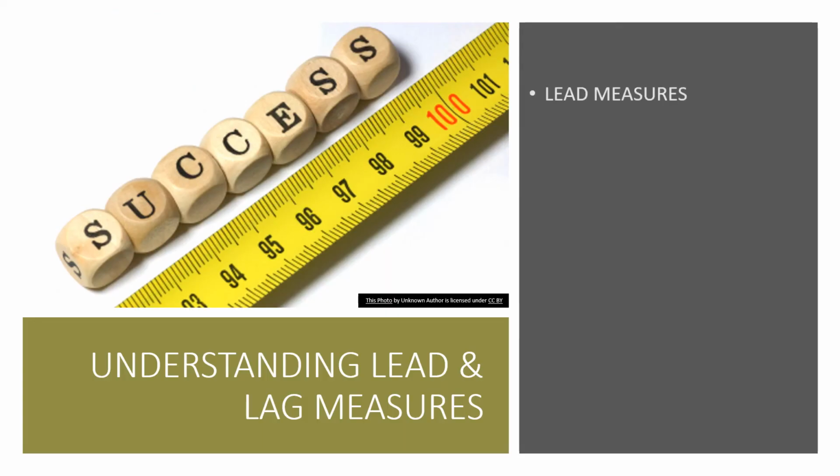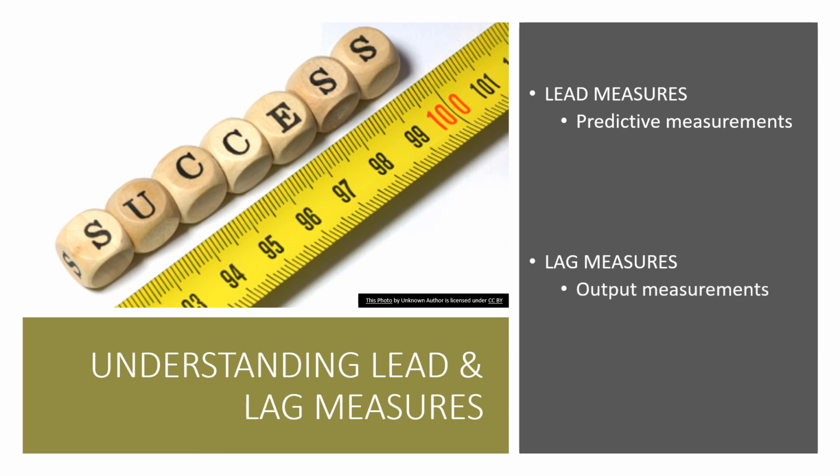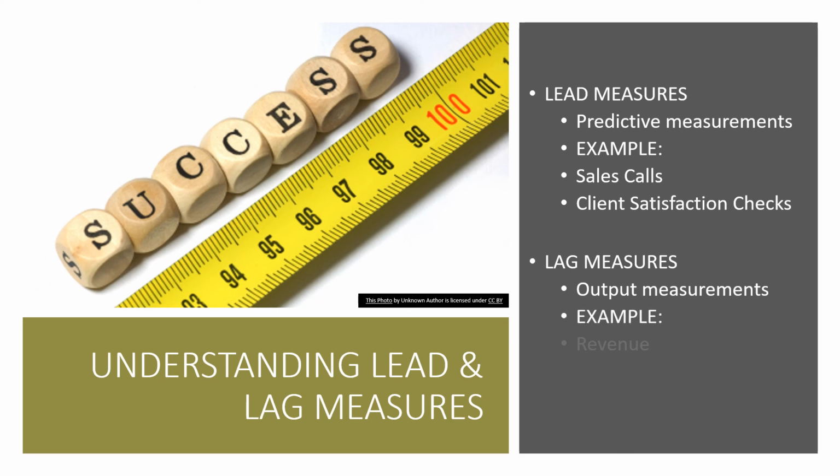All right, so what is it that we're tracking? We're basically tracking lead and lag measures. Lead measures are kind of what they sound like. They are predictive. They lead up to a certain end goal. And your lag measures are the output measurements, basically stuff that's happened or happening regardless of what's coming up to it. For an example, your lead measures would be the number of sales calls you're doing, or the frequency of client satisfaction checks for existing clients. And the lag measures would be the output, like what happens as a result of doing this.